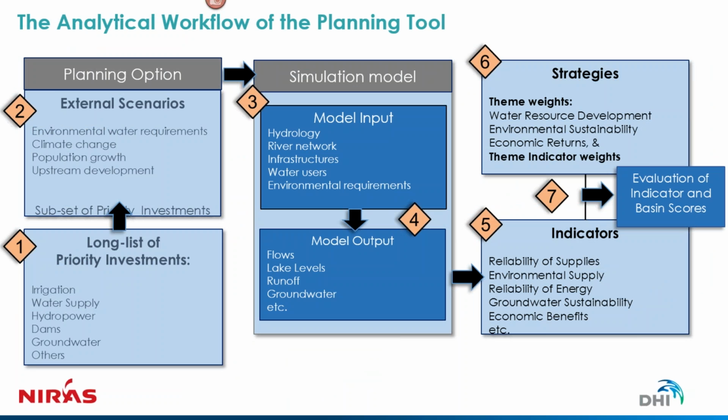So just to see the internal workflow of the planning tool: as part of the planning process, one develops a priority or a long list of different priority investments for irrigation, water supply, hydropower, dams, groundwater, and so on. In each of these investments, you will have the water requirements, what type of crops it is producing, what the costs of establishing the irrigation are, but also what the economic return is when it is used.